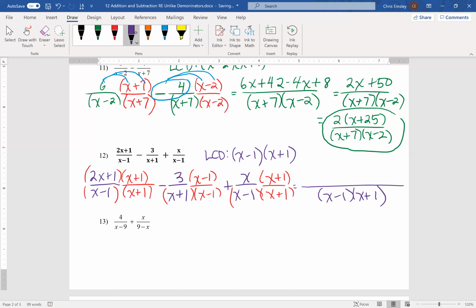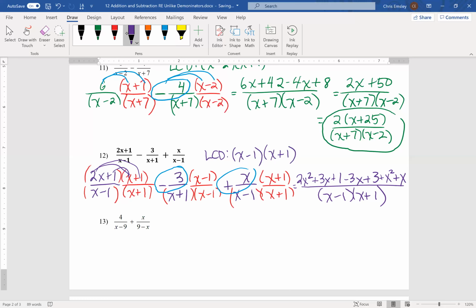I'm probably going to run out of room here. I maybe should have written it on the next line. We'll see what we can do. So for this first part here, I'm going to have to FOIL that out. So I'm going to get a 2x squared and then a 2x and an x. So those add up to 3x. And then 1 times 1. That's the FOIL from the first part. Again here, be careful with that negative sign. I'm going to distribute that negative 3. So I get minus 3x plus 3. And then here, I'm distributing a positive x. So I get plus x squared plus x. Oh, look, I fit it all in there.